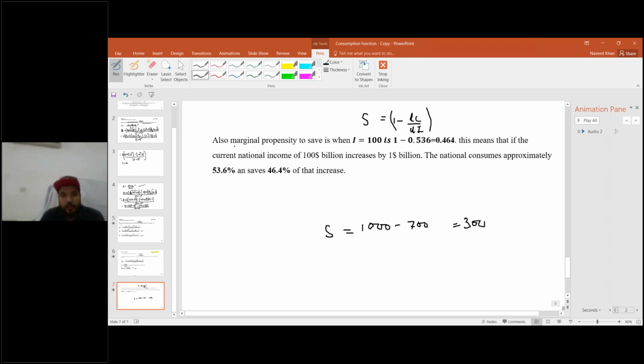So here the marginal propensity to save, the formula which we have, is 1 minus the answer which we got, 0.536. So this is our answer. This is the marginal propensity to save, 0.464. Now write down the last sentence, then we will solve this question. Any question about this one? Any doubt? This is a very simple example.